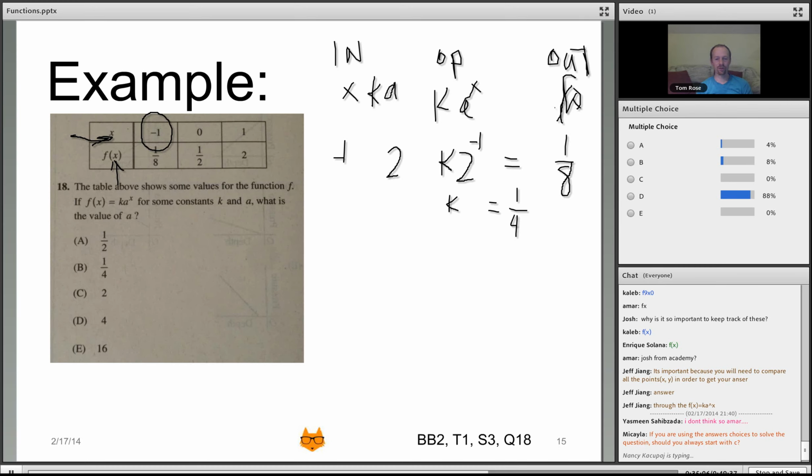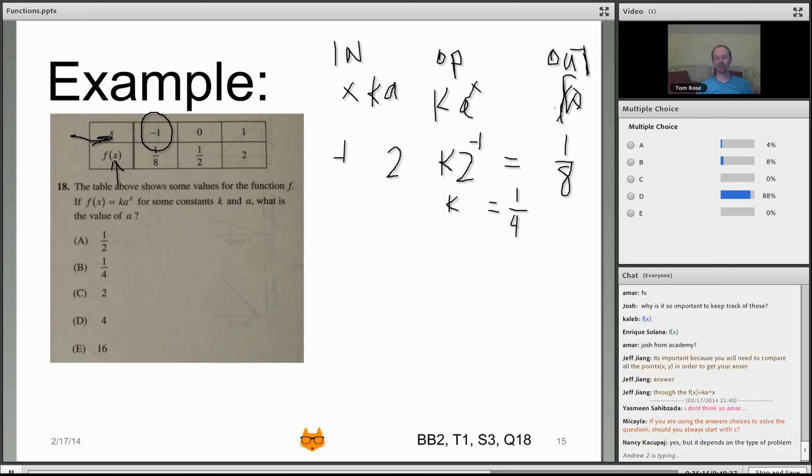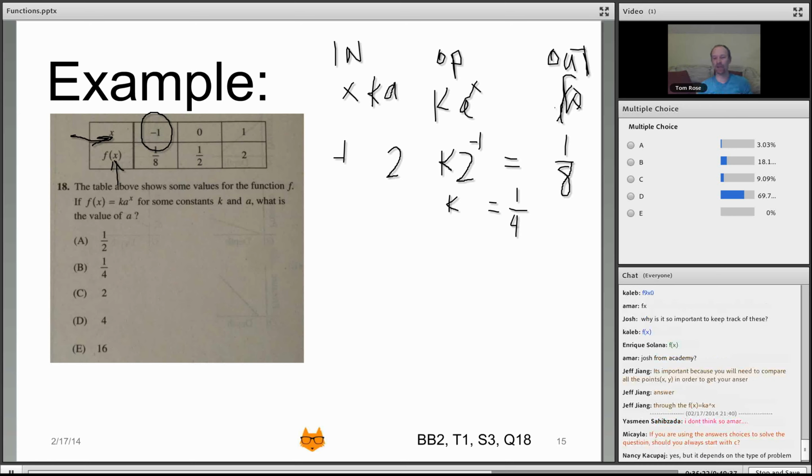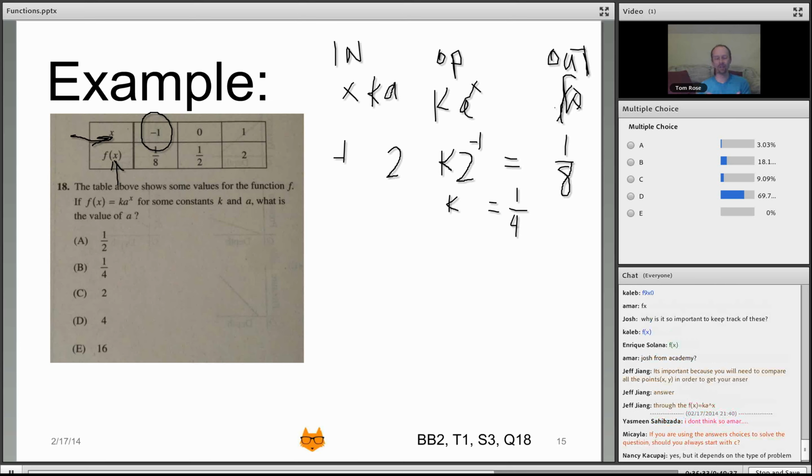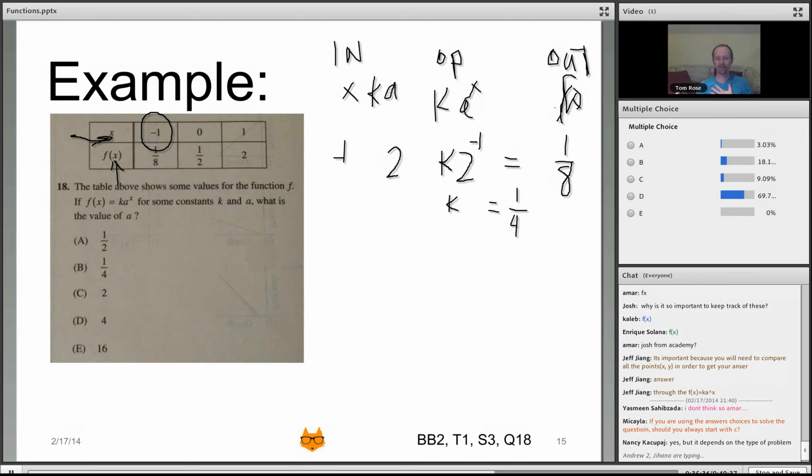Michaela's asking, if you use the answer choices to solve, should you always start with C? Well, Michaela, I would start with C if they're in order. You notice how they're going from 1/2 to 16 and ascending? I'm starting with the middle one because I'm assuming C will not be the right answer. It's a 1 in 5 shot that I happen to pick the right answer. So when I get it wrong, hopefully it'll provide some information about which direction to go and how far. If it needs to be a little bit higher, then I can choose D. If it needs to be a lot higher, then I choose E. So I can zero in on it a little bit better and pick up a little speed.